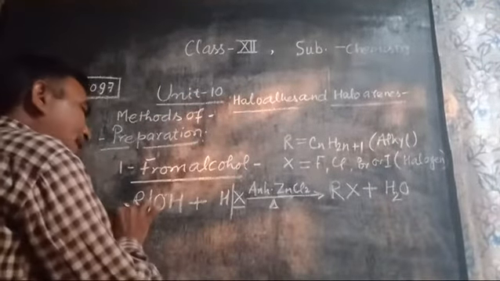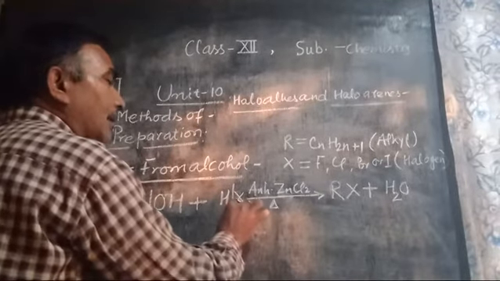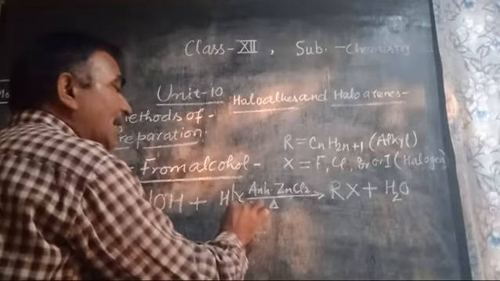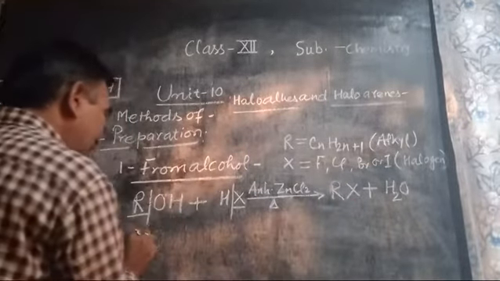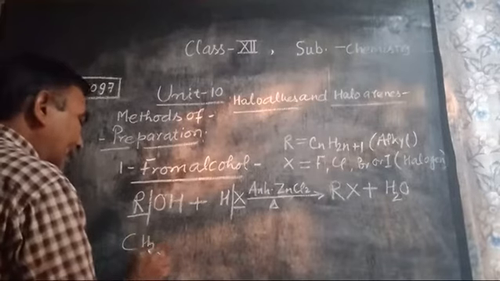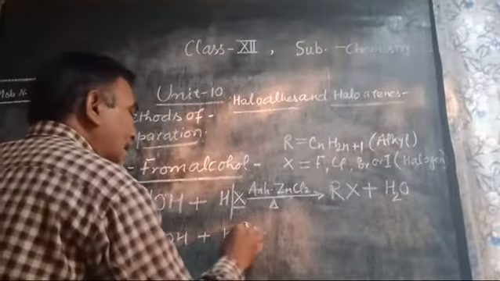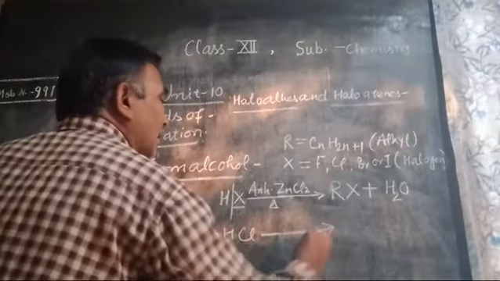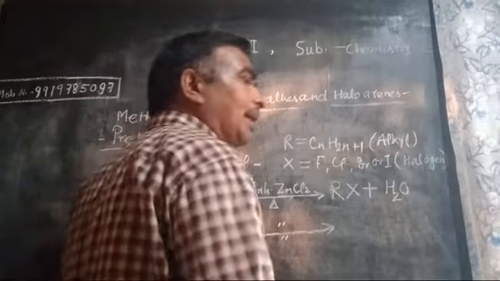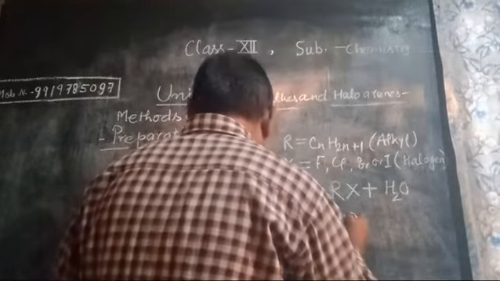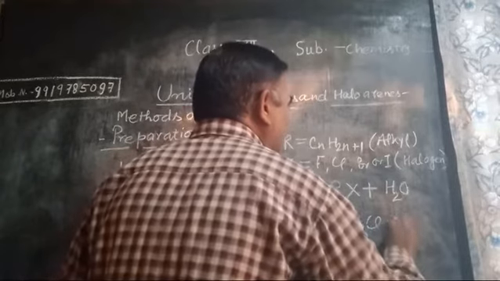CH3 is put at the place of R, and Cl in HX. The compound will be CH3Cl like this one. CH3OH plus HCl, treated with anhydrous ZnCl2 or any other dehydrating agent, the corresponding compound CH3Cl is obtained.